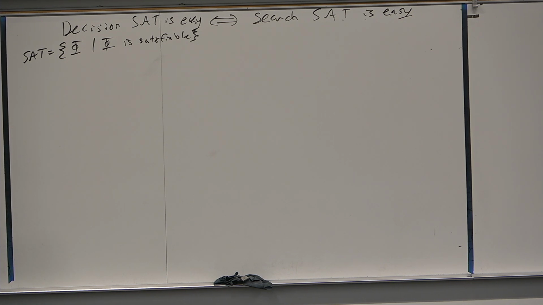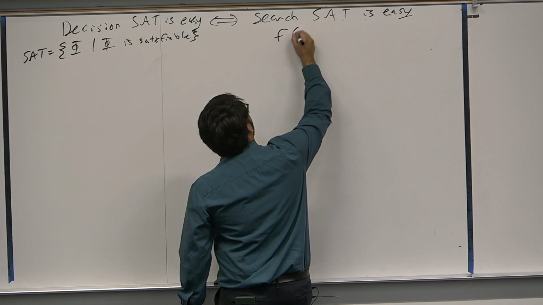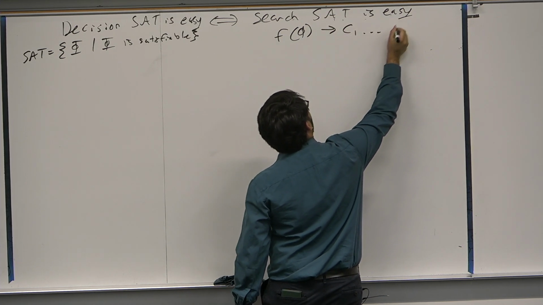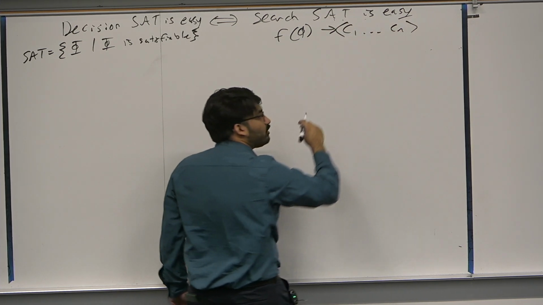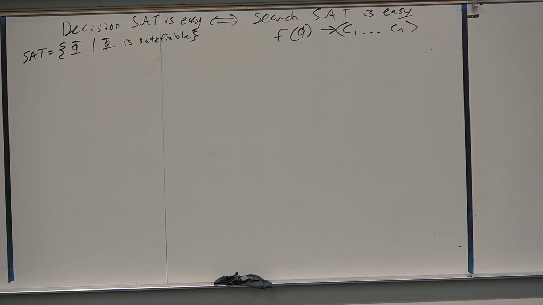For the decision version of SAT, we ask, is the formula satisfiable? For the search version of SAT, we seek a function that computes in polynomial time, that takes as input phi and outputs the literal satisfying assignment. What is the solution? Not is there a solution, but tell me what the solution is. That's the difference between a search problem and a decision problem. A decision problem says yes or no. A search problem actually outputs what the answer is, not just that it exists.